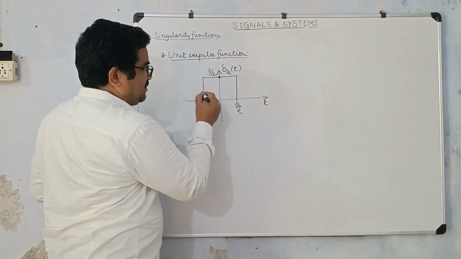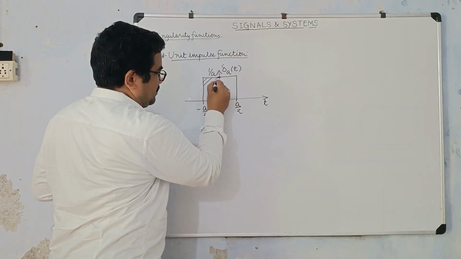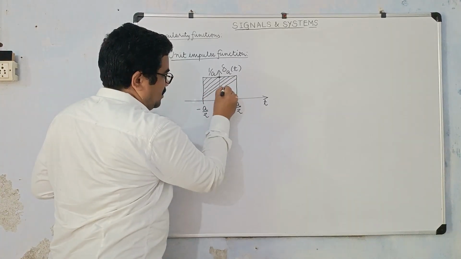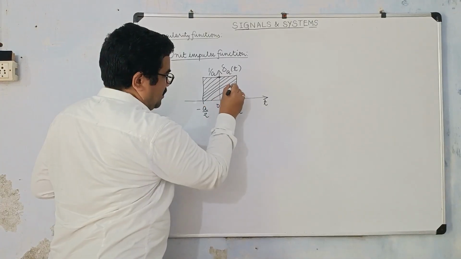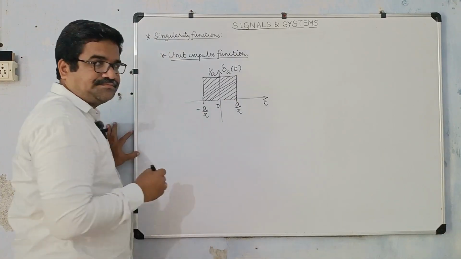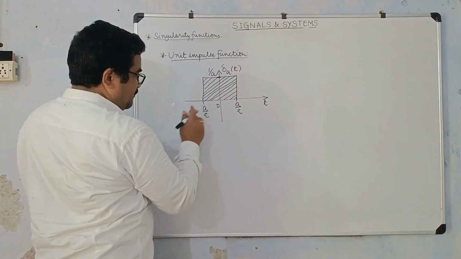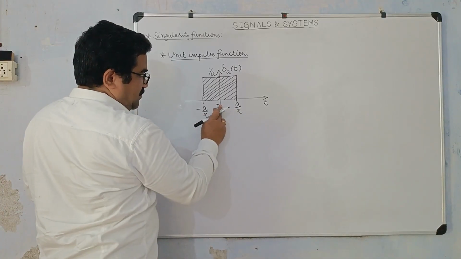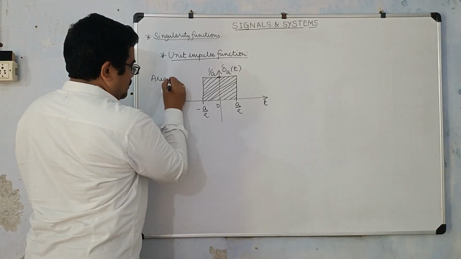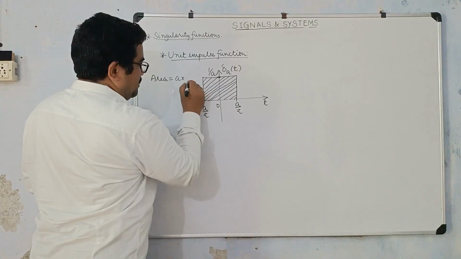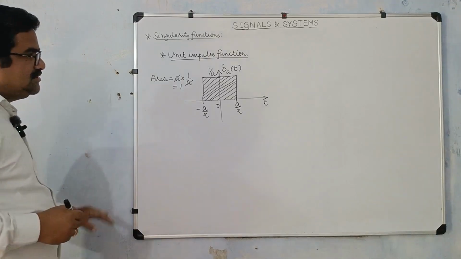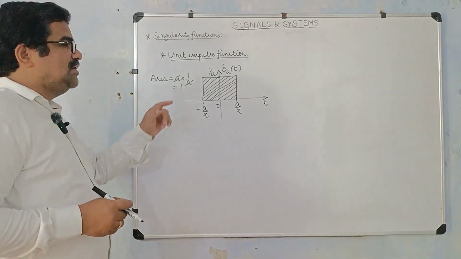Now what is the area under this pulse? If I take this pulse and try to determine the area under it, what is the area? Width into height. What is the width? A by 2 here, a by 2 here, so a total of a, into the height, 1 by a, which is equal to 1. So this is a pulse with an area of 1.